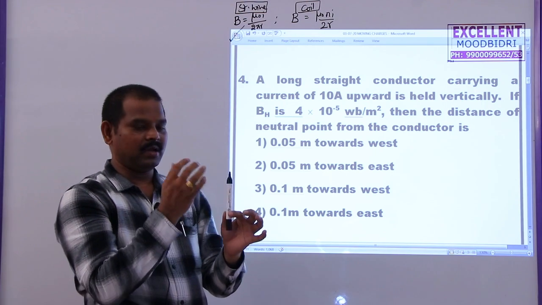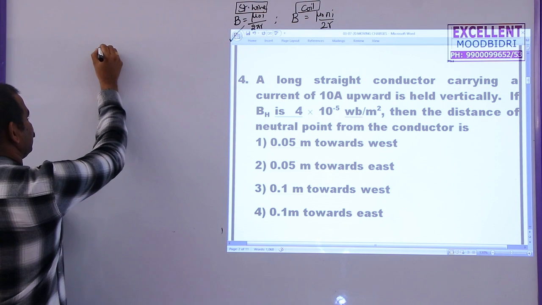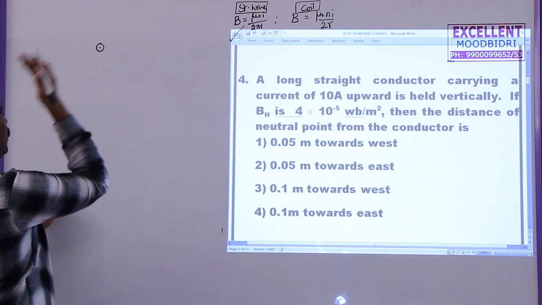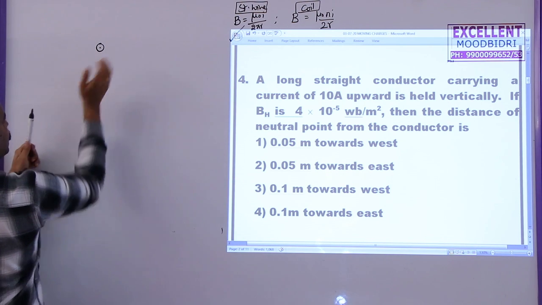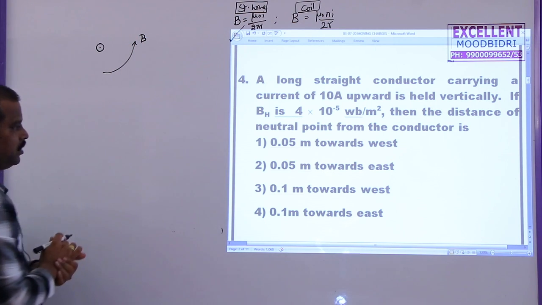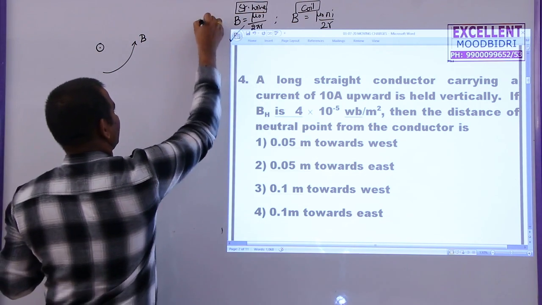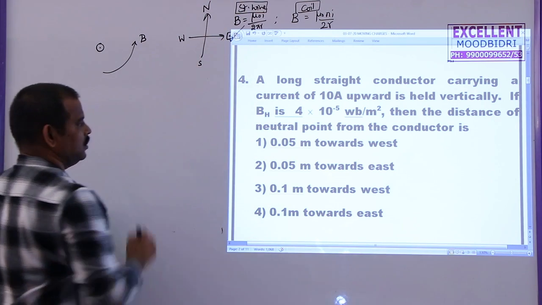But here I cannot draw a diagram like this, so let me draw. This is the conductor which is carrying current vertically upwards. As the current is coming in this direction, here the field will be in this direction. So this is the magnetic field due to this straight current carrying conductor. Here let me take this as north, this is east, this is south and west.